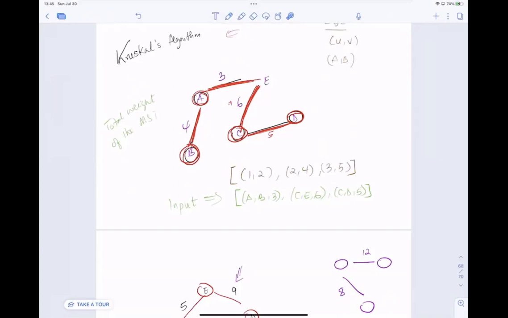Does that make sense to the rest of you? So it's just: take the input, sort the input, take the first one, and try to union them. But before you union them, check the parents of A and B. If they have the same parent, joining them is going to introduce a cycle, right? Then you can discard it. Then go on to the next one and so on and so forth.